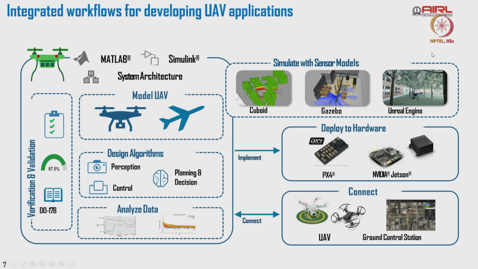But then to make this validation, I need a scenario. I can go ahead with a simple cuboid kind of module, or I can use Gazebo, or I can use Unreal Engine to create a realistic scenario where these drones are going to fly, where I am going to get this data and simulated data so that I can verify my flow and validate.